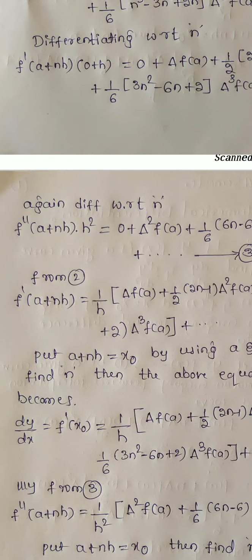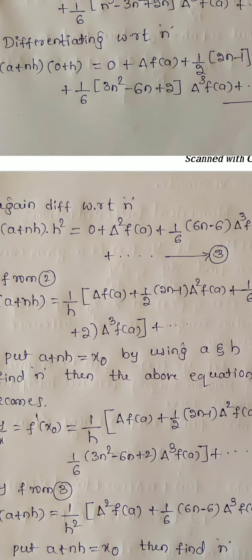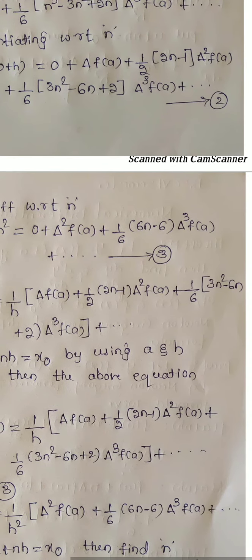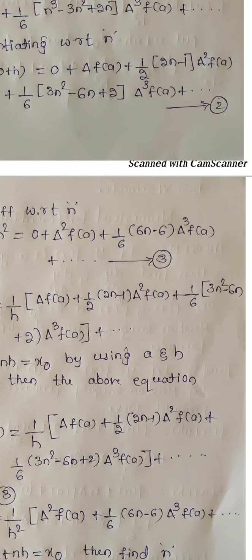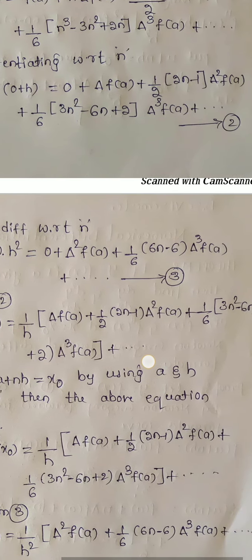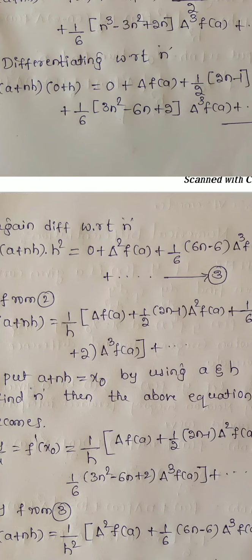f dash of a plus nh equal to, this h can be written as 1 divided by h into delta f of a plus 1 by 2 into 2n minus 1 into delta square f of a plus 1 by 6 into 3n square minus 6n plus 2 into delta cube f of a, plus the process will be continued so on.